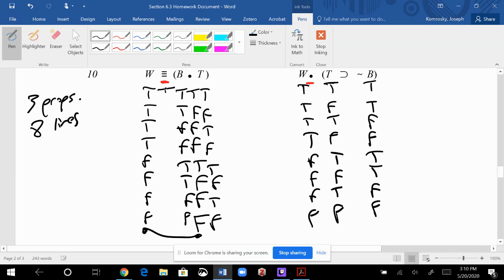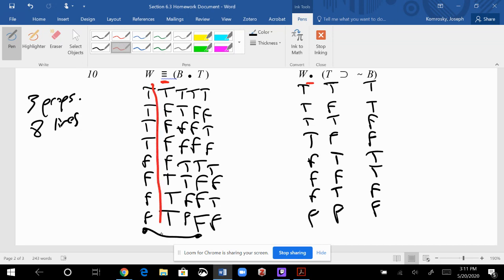So I have a true, false, false, false. How do I know? How do I know that this one's false? Well, because this one's true, that one's false. They're not the same. Both are false, so they're the same. So let's do this. And let's say, okay, that's my main operator there. It's totally solved. Now let's come over here.